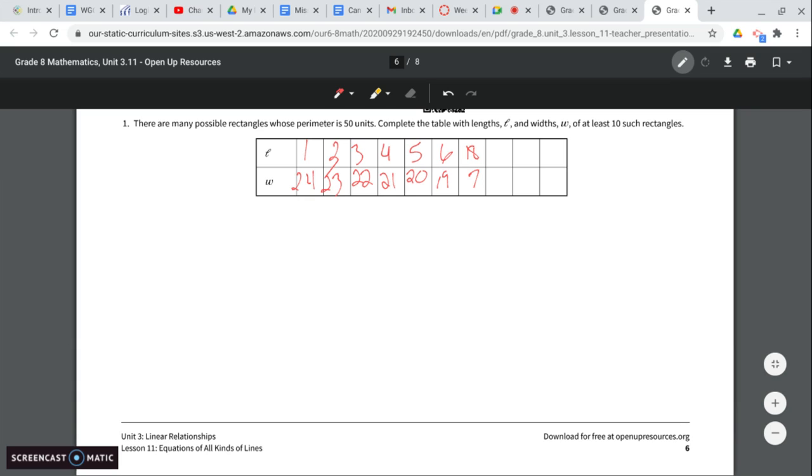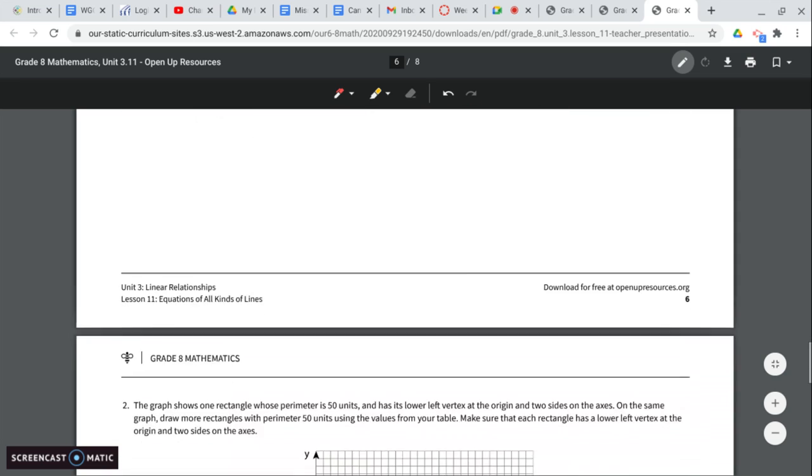We can do 8 and 17. We can do 9 and 16. And we can do 10 and 15. So a whole bunch of different possibilities here. There are more. We could keep this going, but these are a few of those. So looking at those relationships.